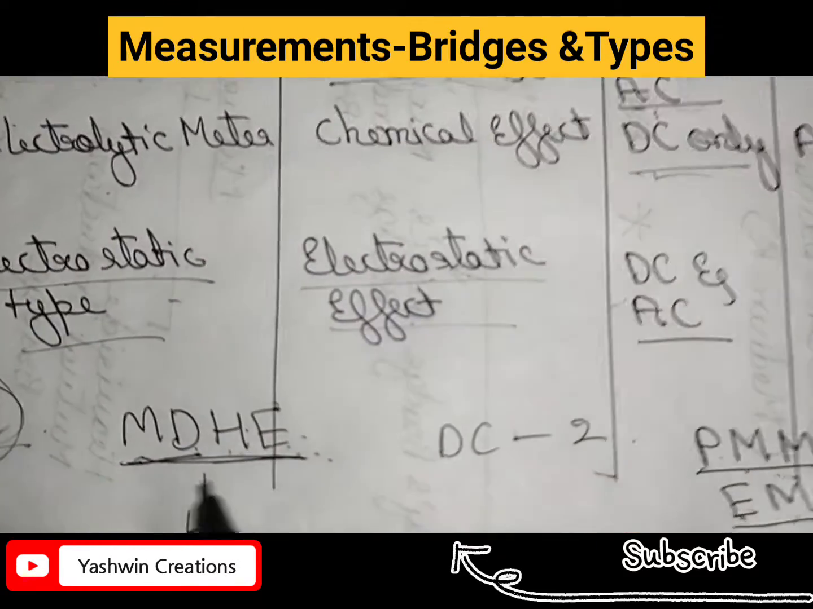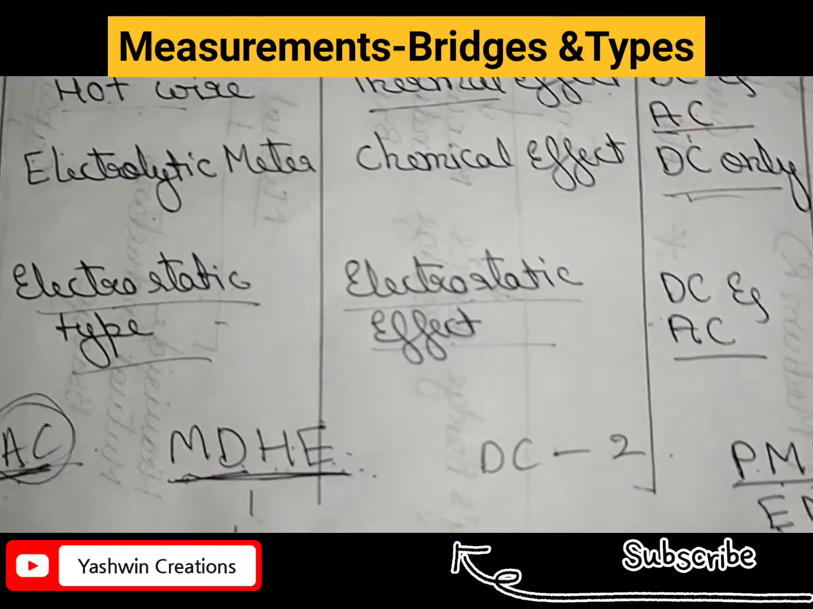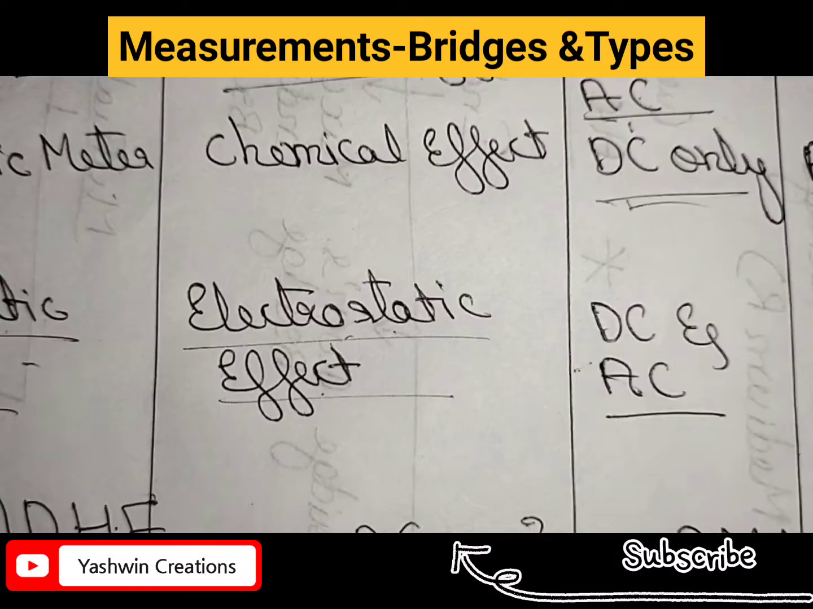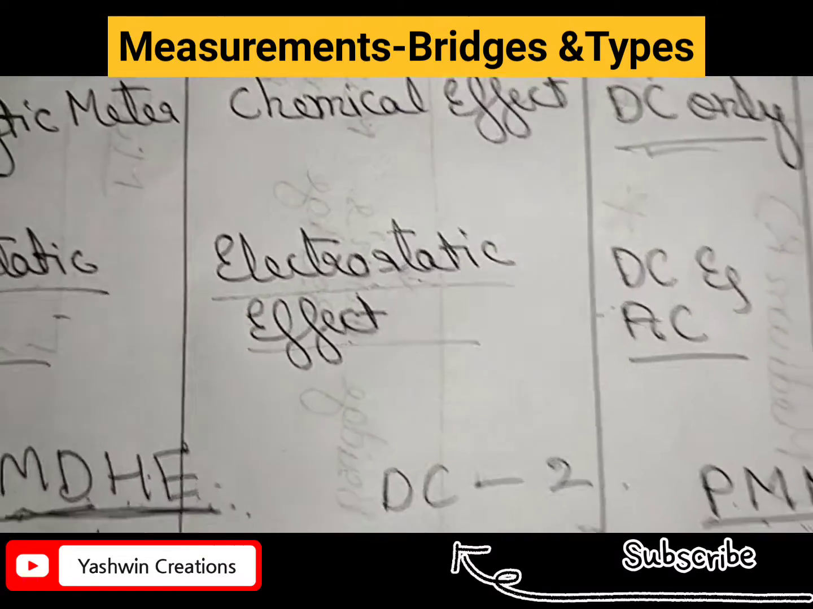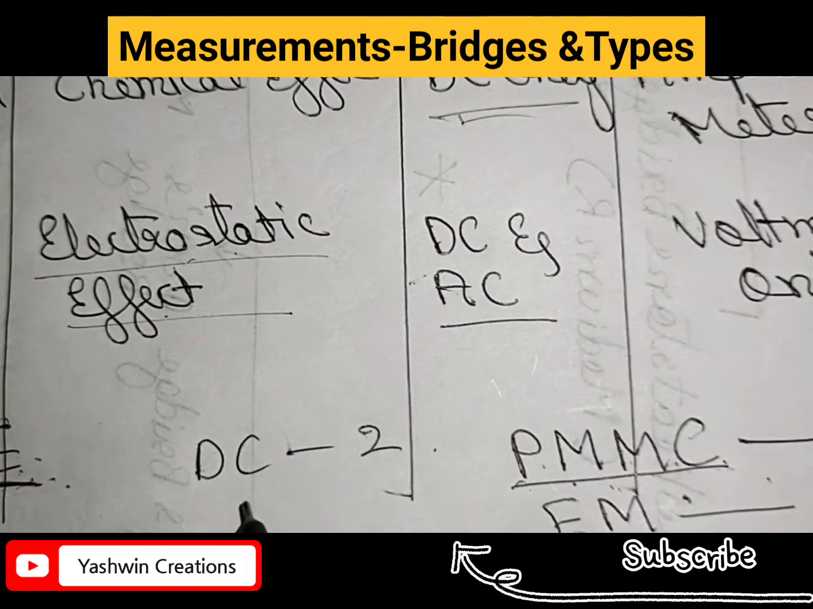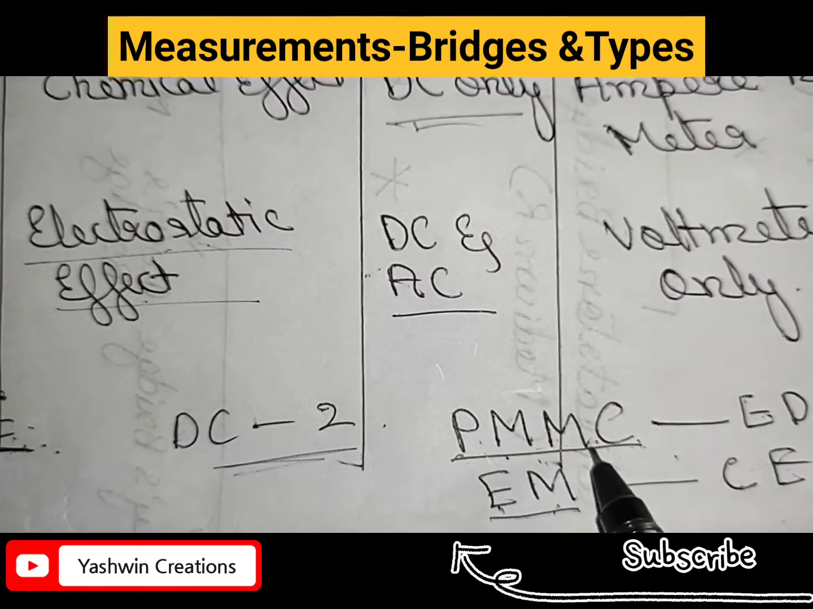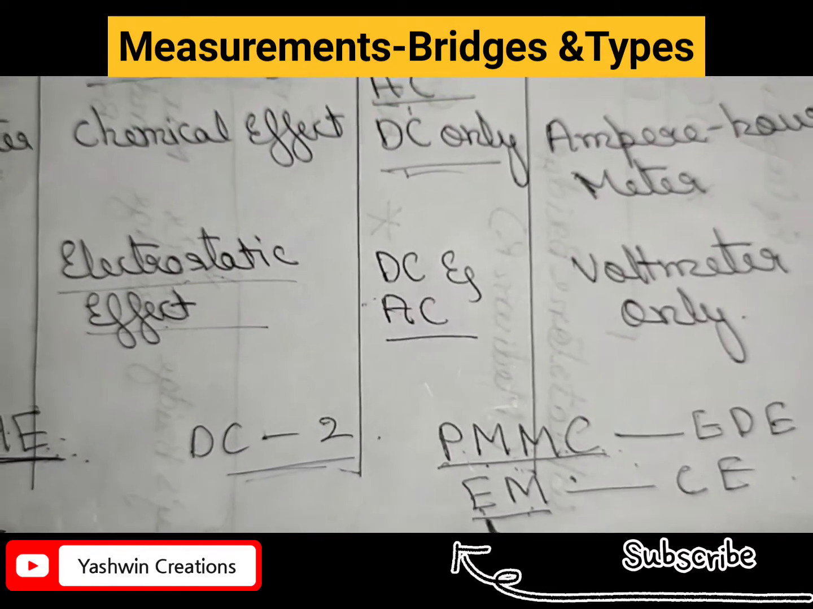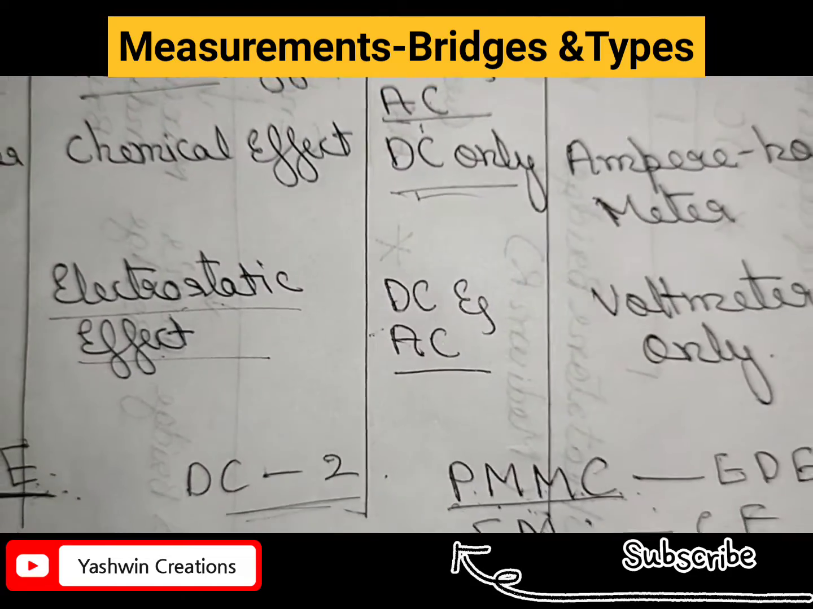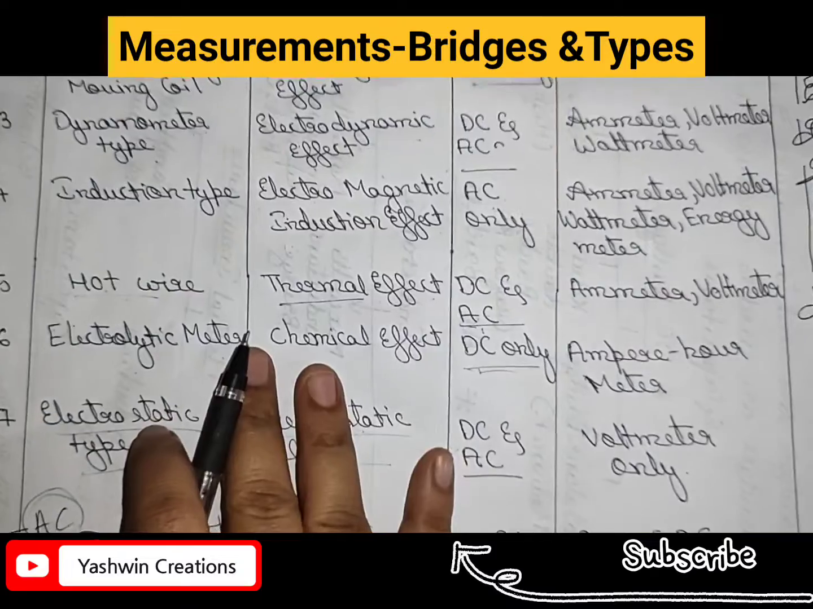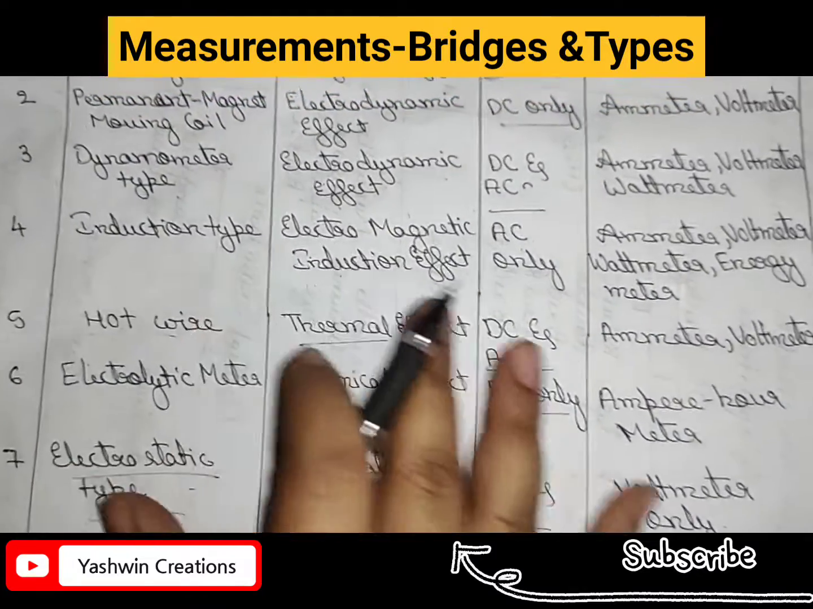Now for AC only 1 instrument, that is the induction type, and for both DC and AC 4 instruments are there, and for DC 2 instruments are there, that is permanent magnet moving coil and electrolytic meter. So now you can remember easily, I think, once you go through this.